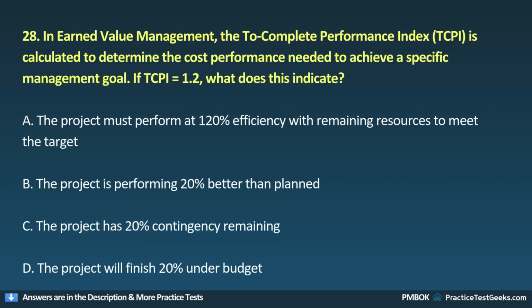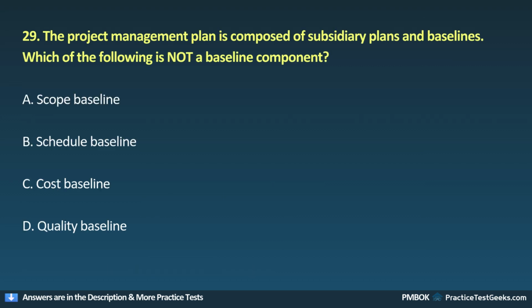28. In earned value management, the To-Complete Performance Index, TCPI, is calculated to determine the cost performance needed to achieve a specific management goal. If TCPI equals 1.2, what does this indicate? A. The project must perform at 120% efficiency with remaining resources to meet the target. B. The project is performing 20% better than planned. C. The project has 20% contingency remaining. D. The project will finish 20% under budget.